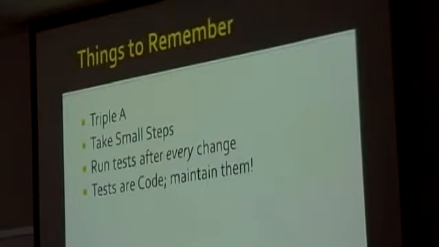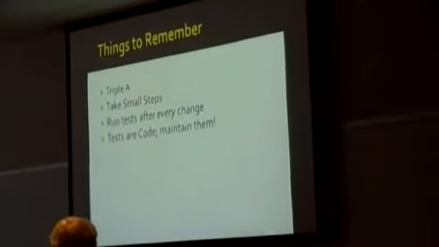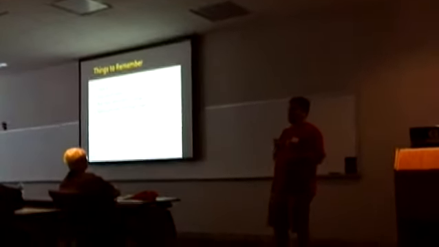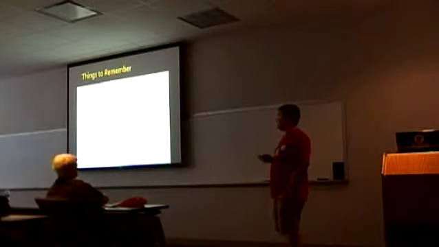So things to remember: AAA, arrange, act, assert. Take small steps. That's the best way to go about test-driven design, is small steps. It doesn't matter how big and complicated your system is, keep it small. We can only hold so much in our hands at any one time. Keep it focused. Run your tests after every change. That is really important. And tests are code. Just like every other code, you're going to have to maintain them. You're going to have to go back and revisit them.